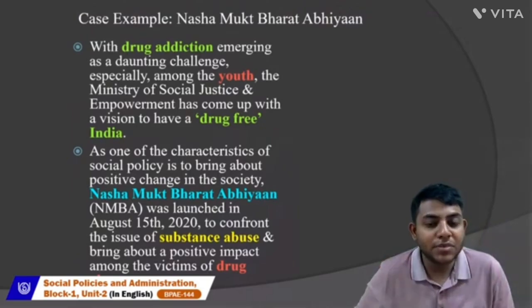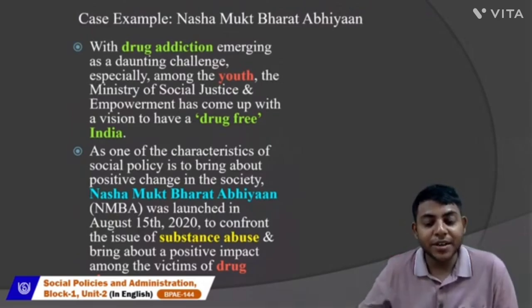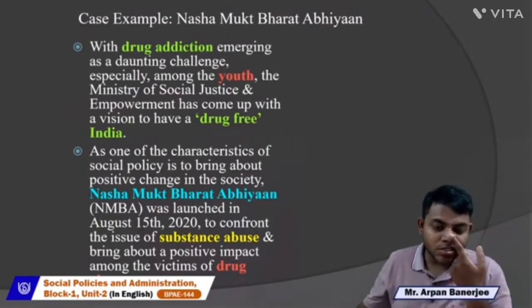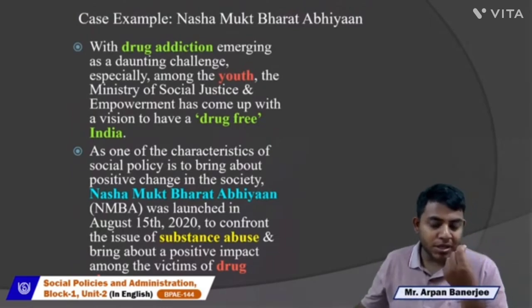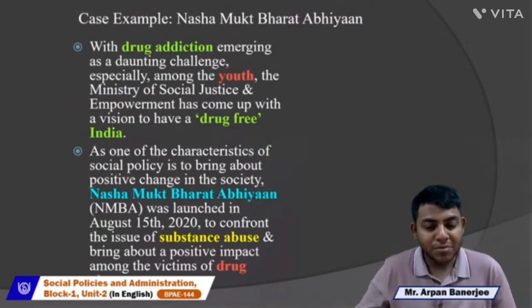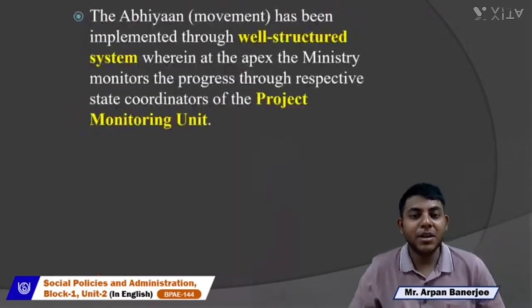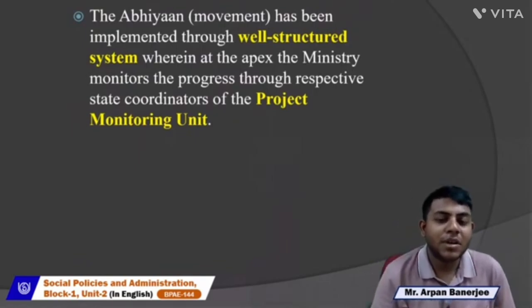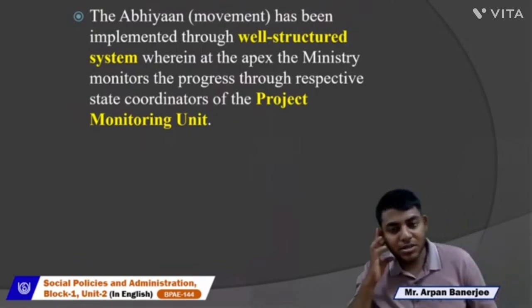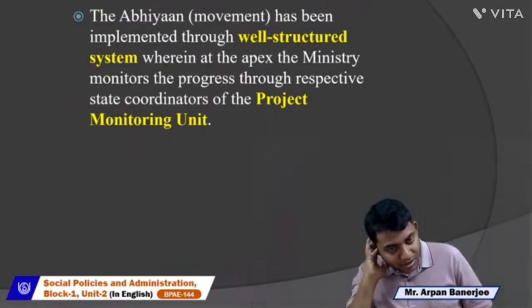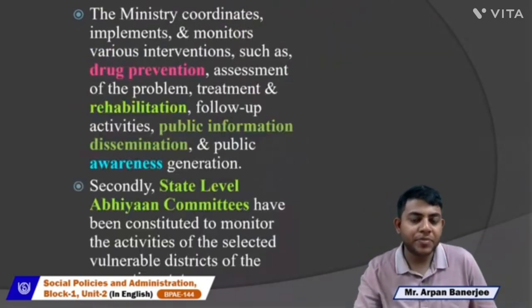So, as one of the characteristics of social policy is to bring about positive change in society, the Nasha Mukt Bharat Abhiyan was launched on August 15, 2020 to confront the issue of substance abuse and bring about a positive impact among the victims of drug abuse. So the Abhiyan, or the movement, has been implemented through a well-structured system wherein at the apex the ministry monitors the progress through respective state coordinators of the project monitoring unit.